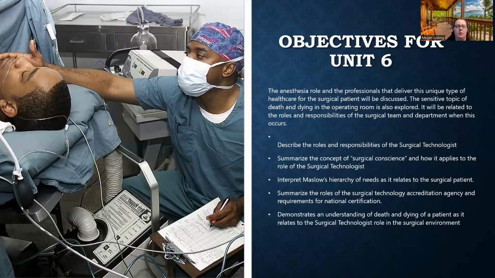So our objectives today: what does anesthesia do? How do they take care of the patient? How do we take care of the patient under anesthesia? What's our role during the anesthesia process as well? We're also going to be talking about surgical conscience, as always. We talked a little bit about Maslow's hierarchy of needs last week as it relates to the surgical patient. And this last one's a big one: demonstrating an understanding of death and dying of a patient as it relates to your job as a surg tech in the surgical environment.